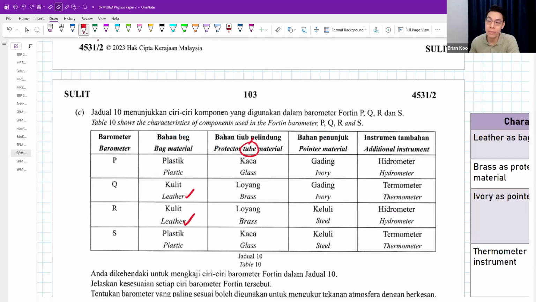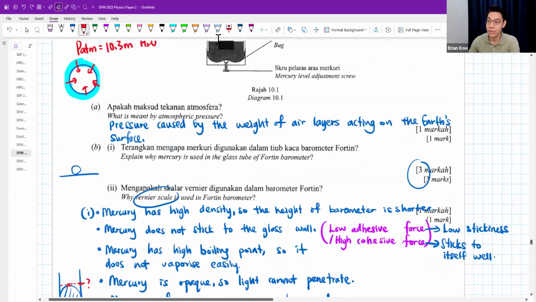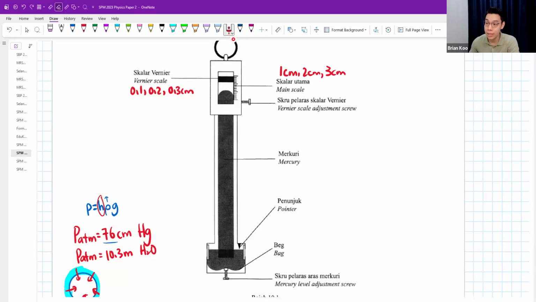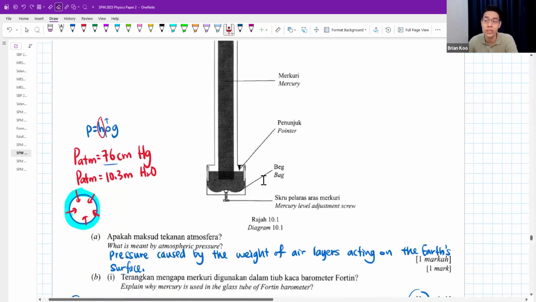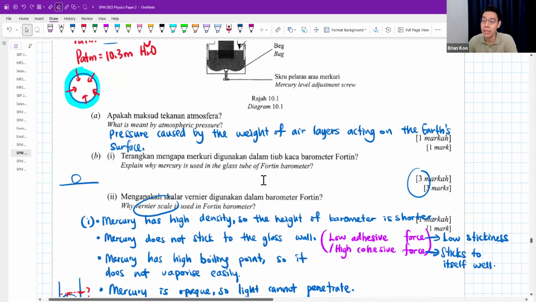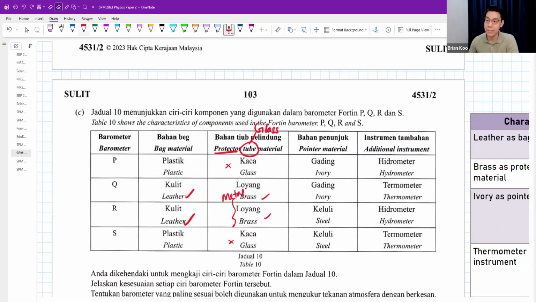If the tube is made of glass, would you agree that to protect a glass, I need to use some metal? Yeah, brass is a metal. I cannot choose a glass to protect another glass. So maybe there's this really long tube. You see inside, there's a really long tube, and then there's an outer layer of metal to protect it so that it won't break so easily. Very strong. And the pointer material is actually made of ivory.